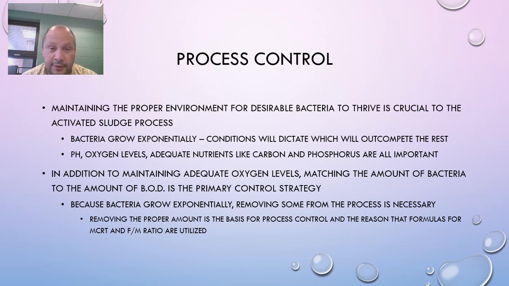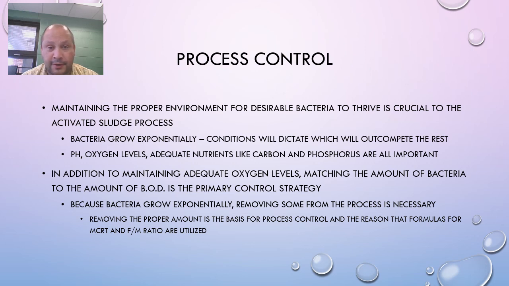On the other hand, if we create an environment that is more favorable for undesirable bacteria, say bacteria that create too many filaments, or that cause sludge bulking, or a variety of other problems in the process, if conditions favor those bacteria, they're going to outcompete the bacteria that we want to grow. So our main goal with process control is to create an environment where we get the right type of bacteria.